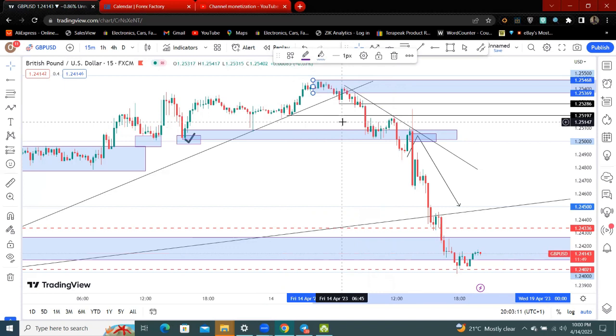So guys, take the break and retest. If a low is broken, wait for the retest of that low. So I have this retest. I added more position this time.